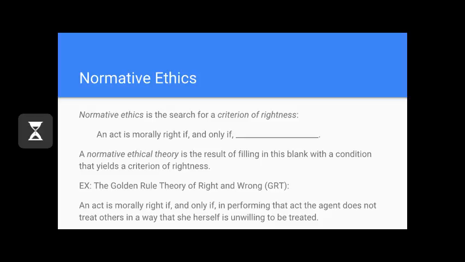So one example is what I'll call the Golden Rule Theory of Right and Wrong, or GRT. And it goes like this. An act is morally right if and only if, in performing that act, the agent does not treat others in a way that she herself is unwilling to be treated.